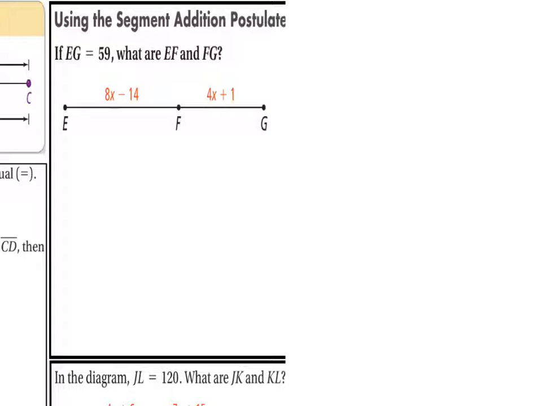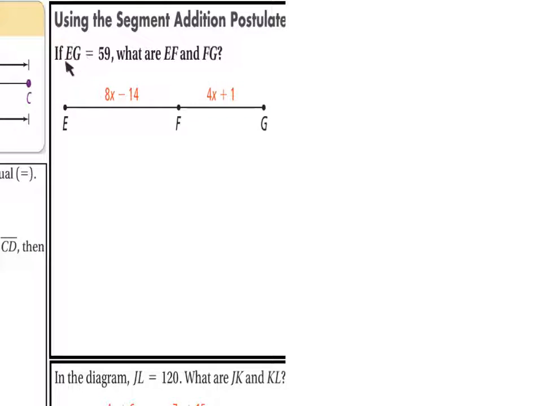All right, this is the second part of the examples I'm going to go through, and these involve questions 12 through 14 on ClassKick. This involves the segment addition postulate. You should have watched the 1.3 postulates video previously to help you understand that. So it says here, if segment EG is 59, what are segment EF and segment FG?